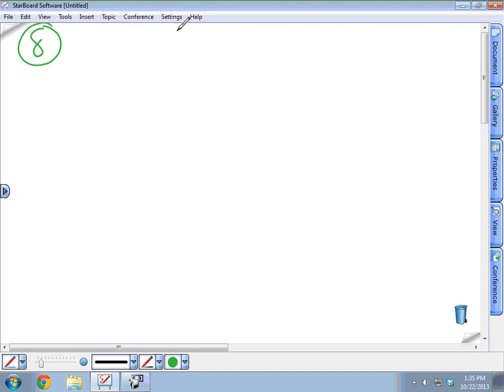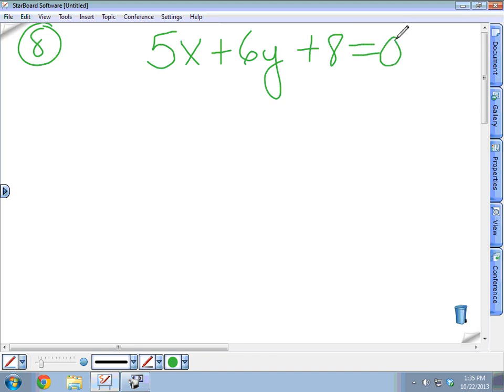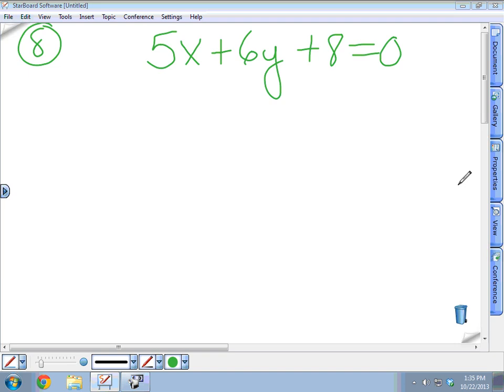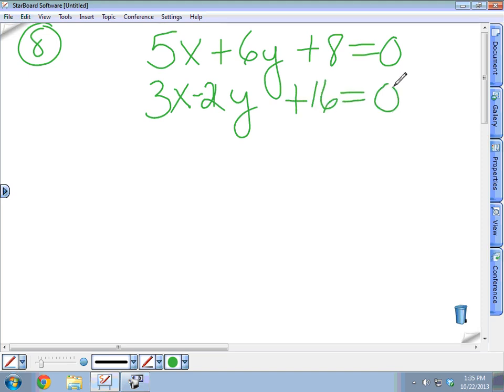Number 8 is 5x plus 6y plus 8 equals 0. Oh, and 3x plus 6y. Oh, no. Minus 3. Yeah. 3x minus 2y plus 16 equals 0. Okay.